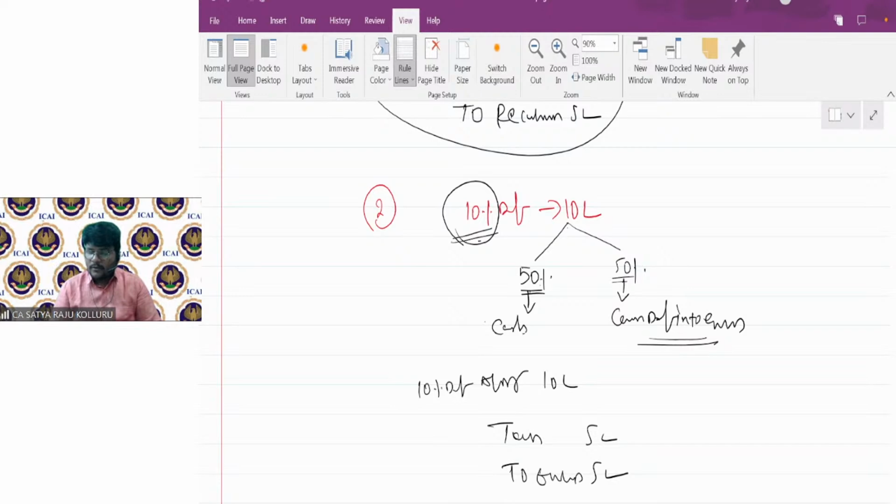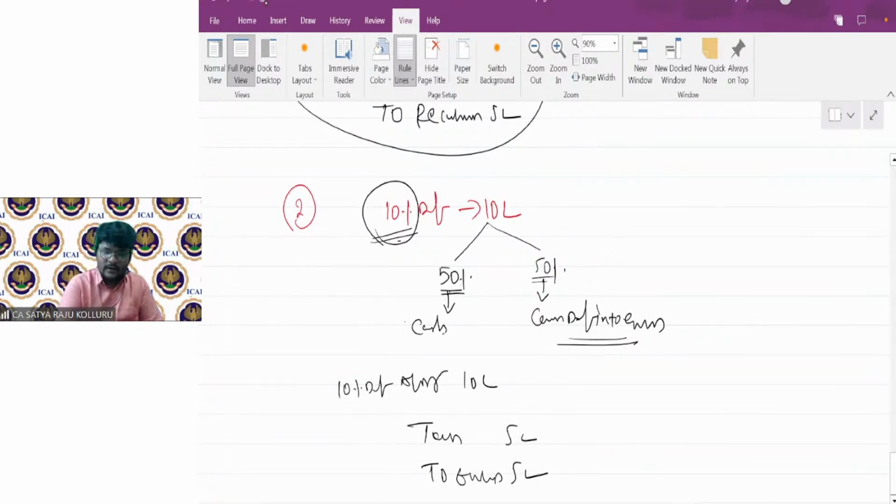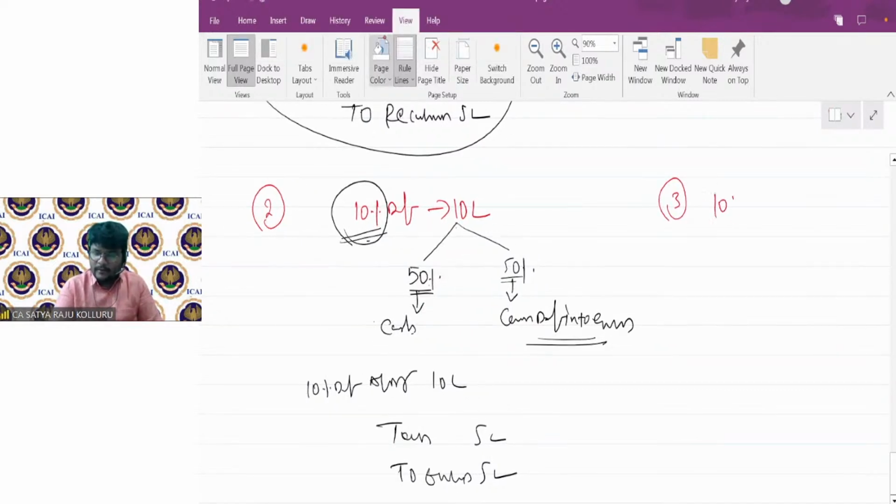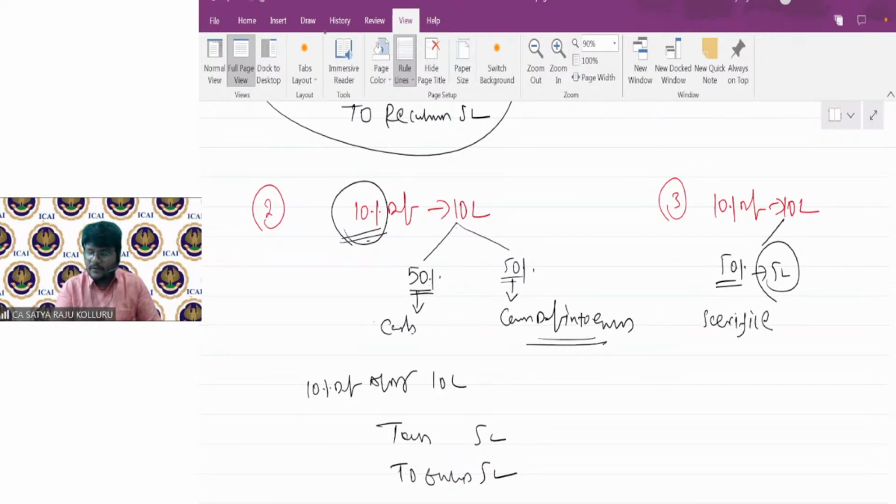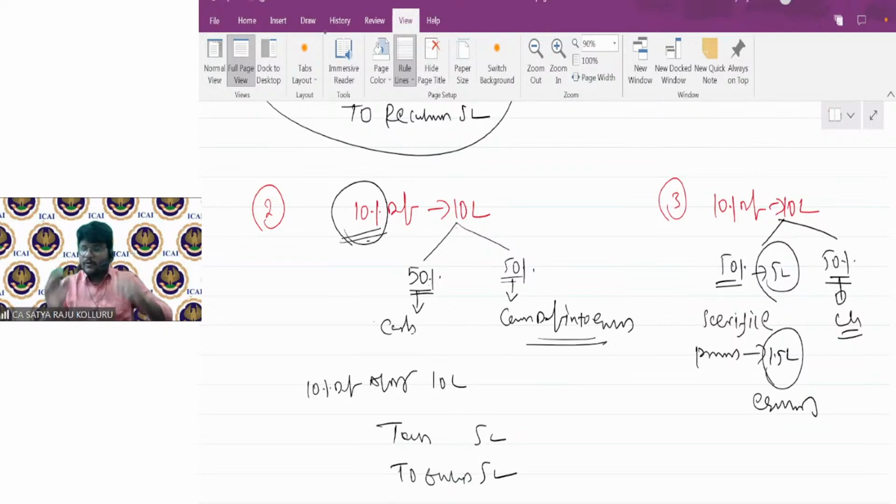Please concentrate. The same example I'm just going to extend. What is the example all about? Which is example number 3. Again 10% debentures are there, 10 lakhs. Now for the 50%, that is 5 lakhs, debenture holders are ready to sacrifice, provided the company is going to issue 1.5 lakh worth of equity shares. For the remaining 50%, the company straight away pays in the form of cash. Example to example, I told you difference will be there.